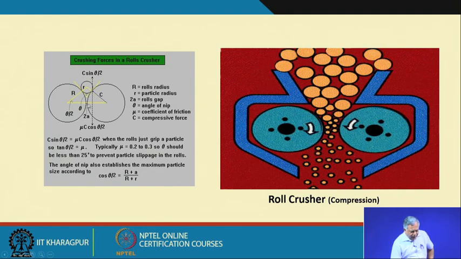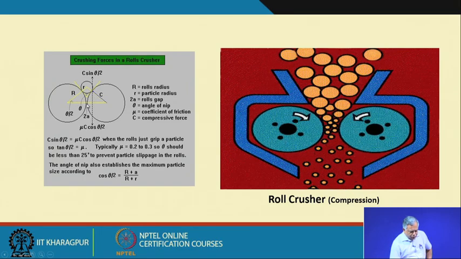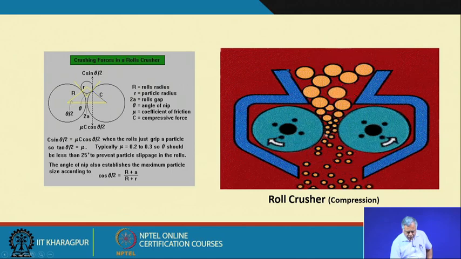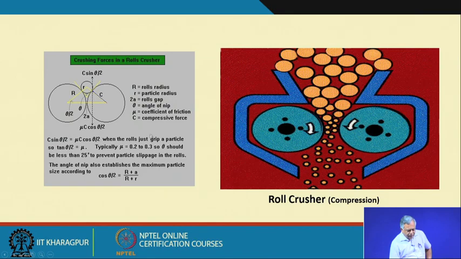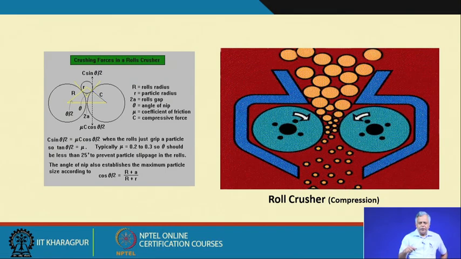And 2a, suppose, is the rolls gap, that means the gap between the two rolls. It may not be visible, but that gap between the two rolls is equal to 2a, and this is the angle of nip, theta. You should also have mu, the coefficient of friction between the material and the roll surfaces.